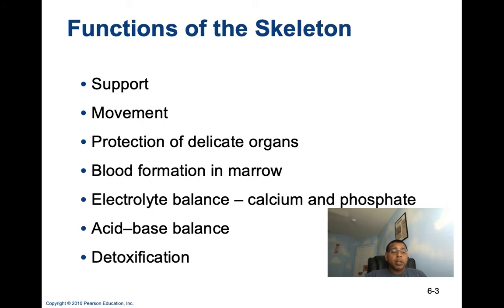Mineral storage, mainly calcium and phosphate. And here we can also release these stored minerals into the bloodstream if we happen to be low. So you can have kind of a deposit and a withdrawal type of a system here with the minerals. Production of blood cells. Remember, we call that hematopoiesis. And this, we said, occurs in the marrow cavities of certain bones.